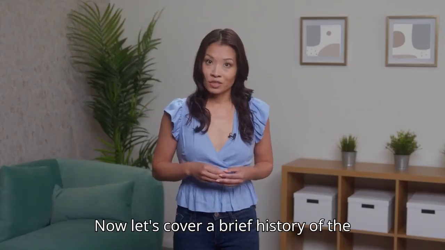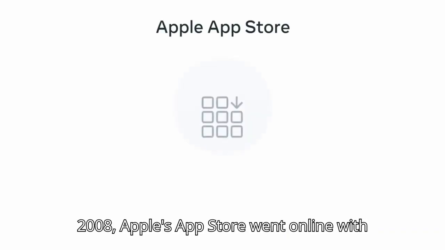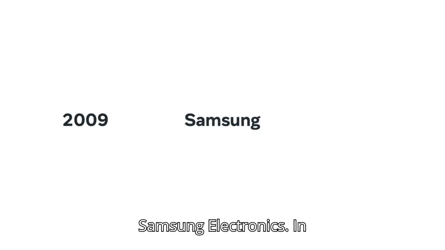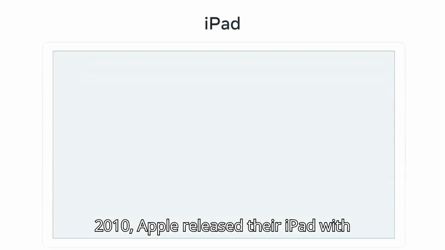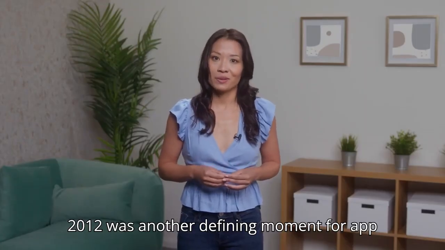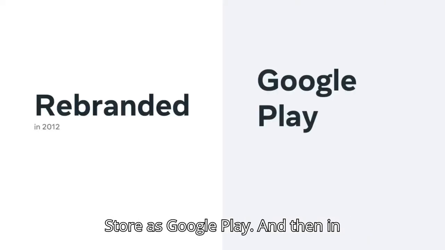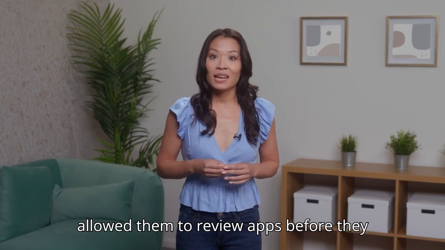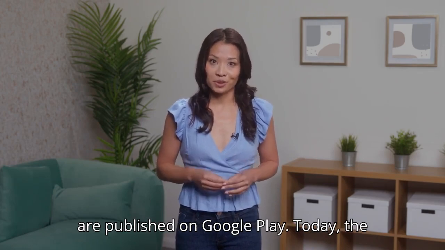Now, let's cover a brief history of the main app stores. In 2008, Apple's App Store went online with over 500 apps. And in 2009, Samsung announced their App Store for mobile devices manufactured by Samsung Electronics. In 2010, Apple released their iPad with over 3,000 apps on their store. 2012 was another defining moment for app stores when Google rebranded their App Store as Google Play. And then in 2015, Google revolutionized its App Store. They introduced a system that allowed them to review apps before they are published on Google Play.